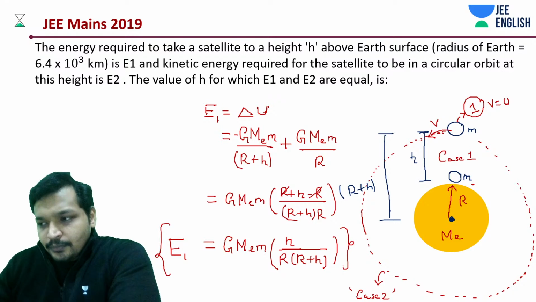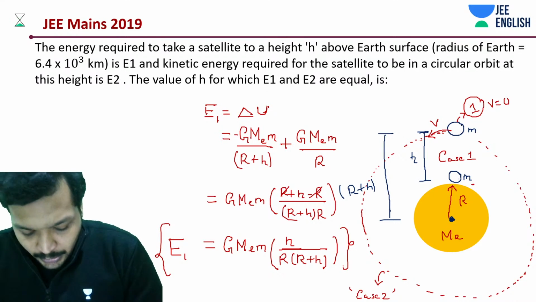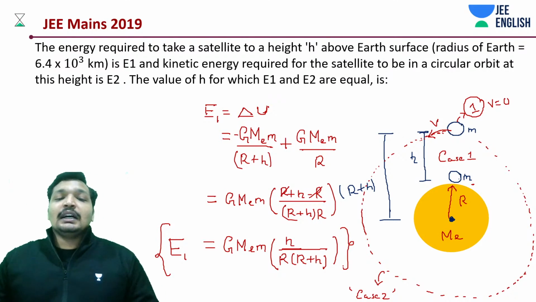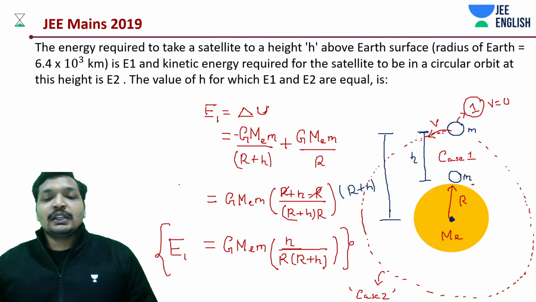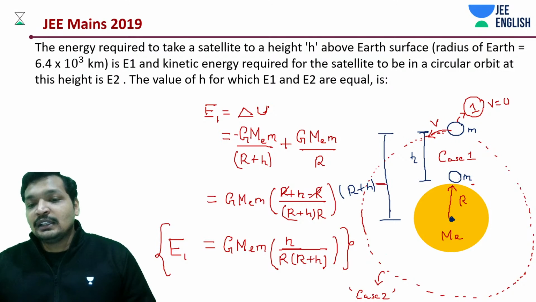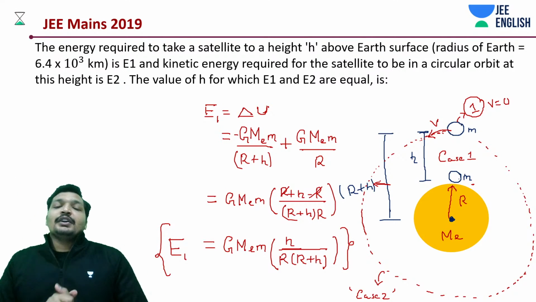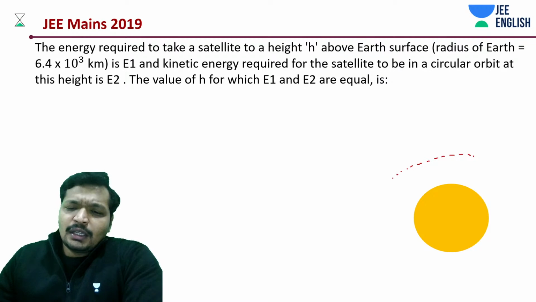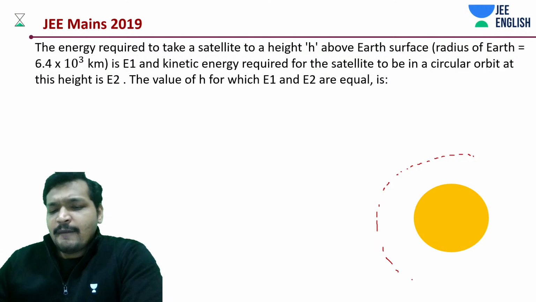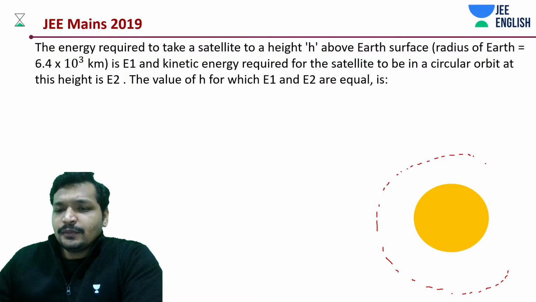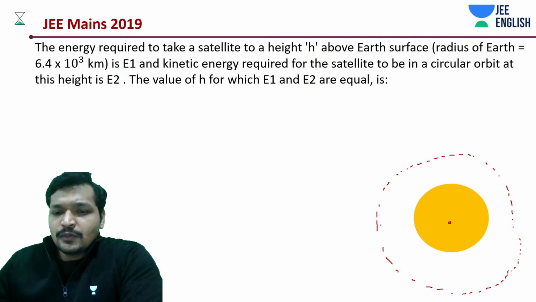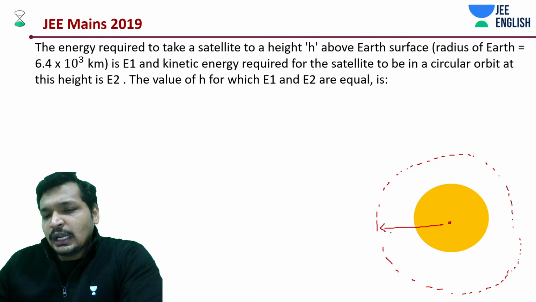Now, it's an easy question. Now what we need to do is calculate E2. What is E2? E2 is very simple, and before we proceed to E2, let me quickly remind you of the distance from the center of your Earth, R plus H. So in case 2, this body is at a height h, at distance R plus H.